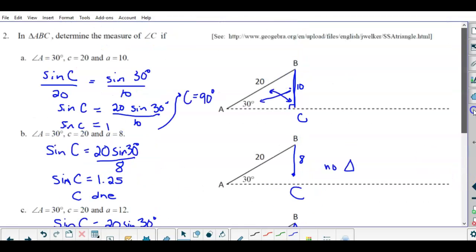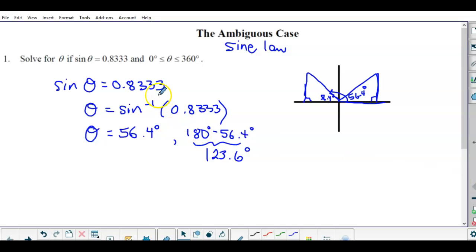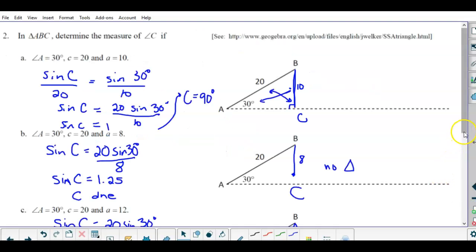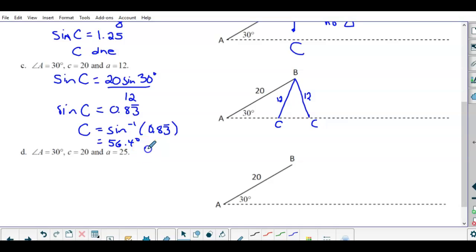So that kind of rings a bell from the previous one. Notice how it was 0.8333, so we did round it. We got 56.4, and when we did this one, we said there were two possible angles. So same thing here. So it's going to be that, and then 123.6. So these will basically add to 180.